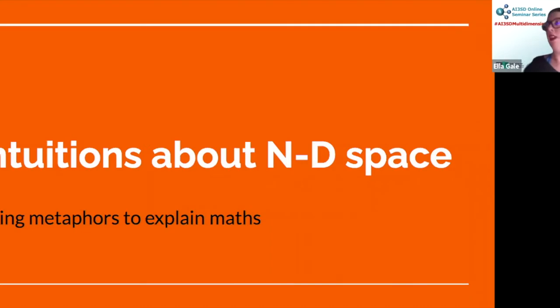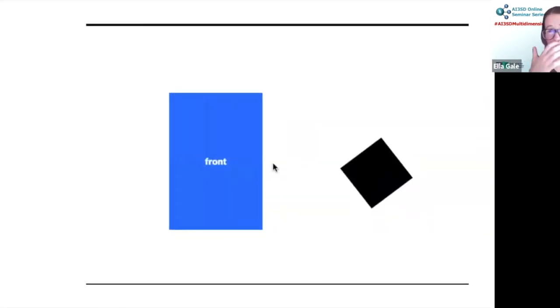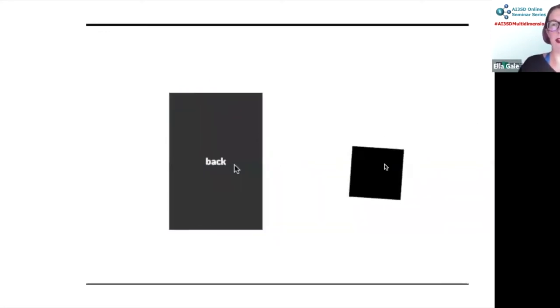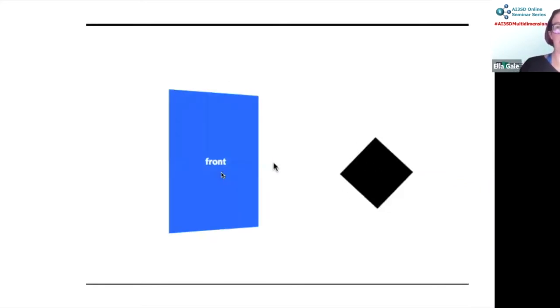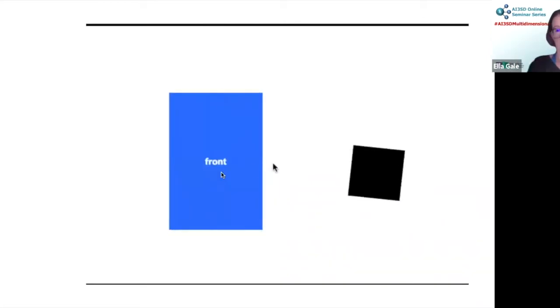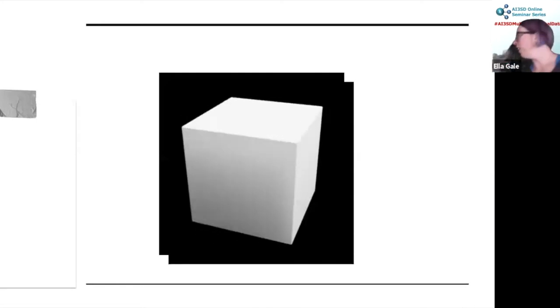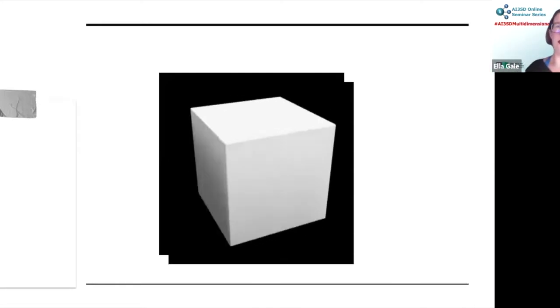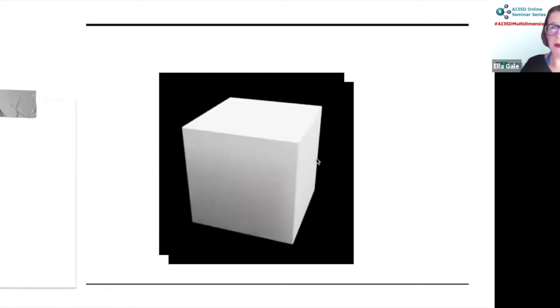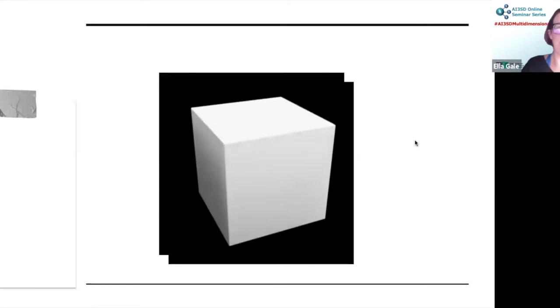Okay, so now I'm going to try and give you some intuitions about how high dimensional space works. So this is more the maths end. I'm trying to do it with some metaphors. Okay, so let's start with some simple objects. So this is a 2-dimensional object. We have a square here that's spinning around its middle, and then we have a rectangle that's spinning on the vertical there. Okay, we move the square up to 3 dimensions. We're all familiar with this. We have a cube, and again, spinning.